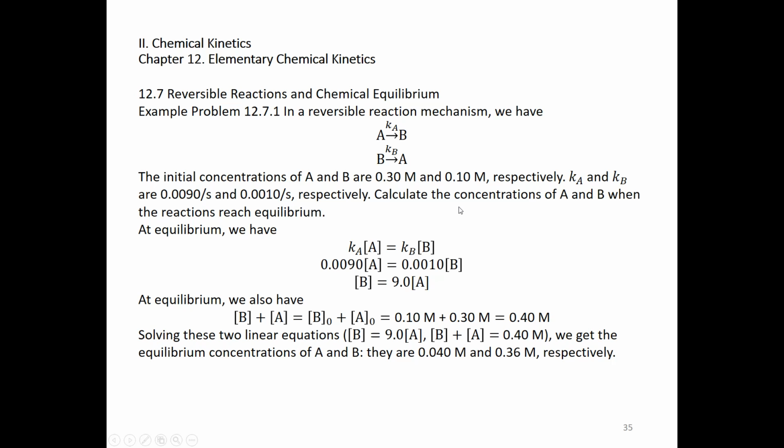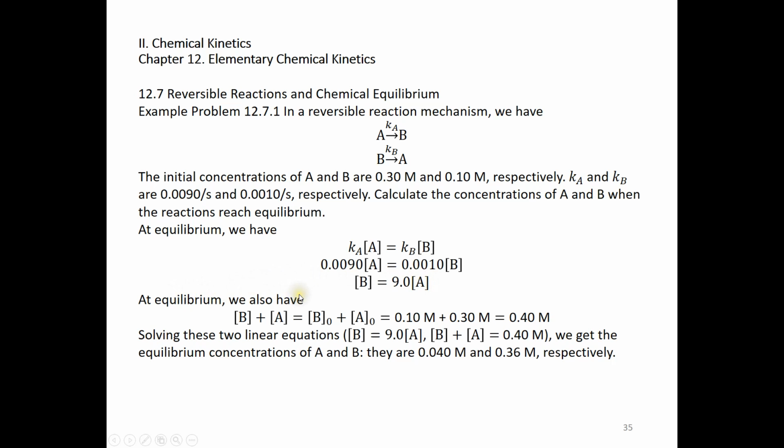When the reaction reaches equilibrium, we have the forward reaction rate equal to the reverse reaction rate. So Ka times A is equal to Kb times B. And then we have 0.009 times A equals 0.001 times B. Therefore, B should be 9 times the concentration of A at equilibrium. Again, I have this equation because at equilibrium, the forward and reverse reaction rates are equal. And then we get this conclusion, B is equal to 9 times A.